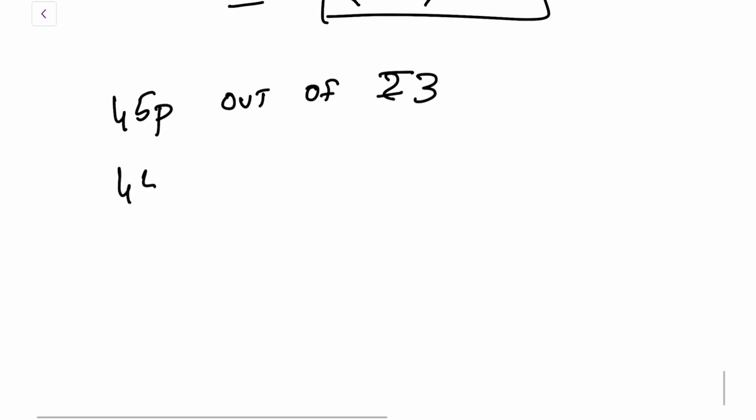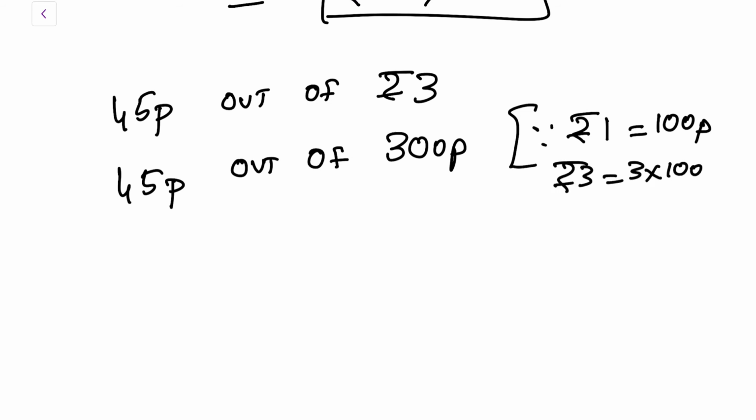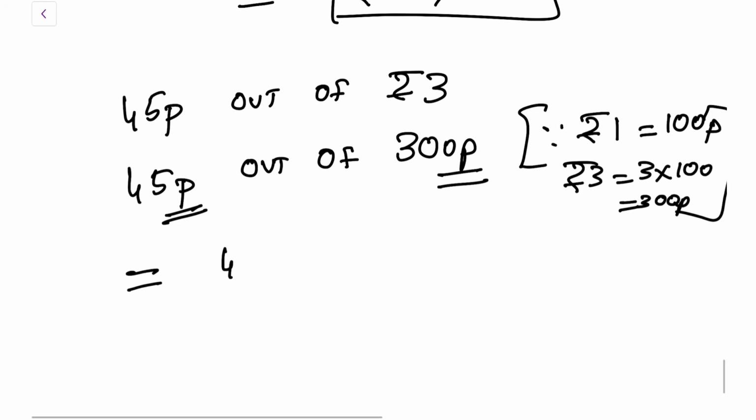So how do we do that? 45 paise out of 3 rupees can be changed into paise. How do we do that? 300 paise. How did I get that? Since 1 rupee is 100 paise, 3 rupees will be 3 into 100, that is 300 paise. Okay, now both of them have the same units. Now we can calculate how much is the percentage.